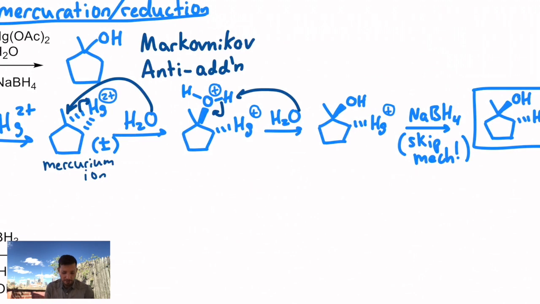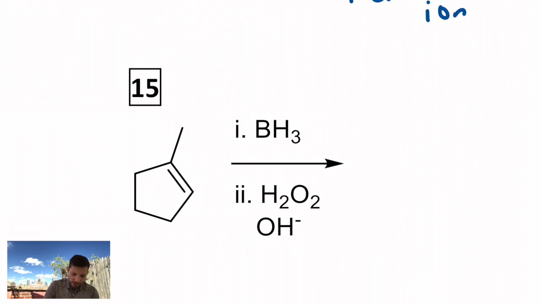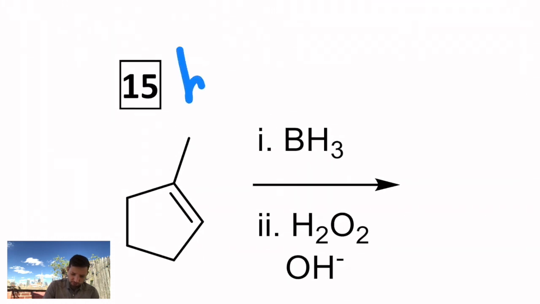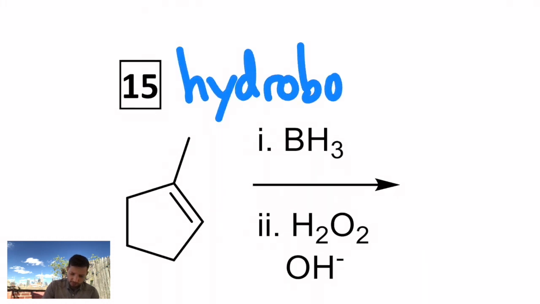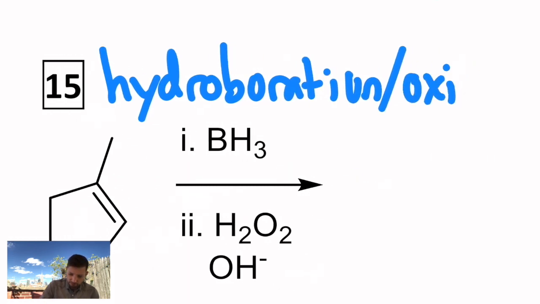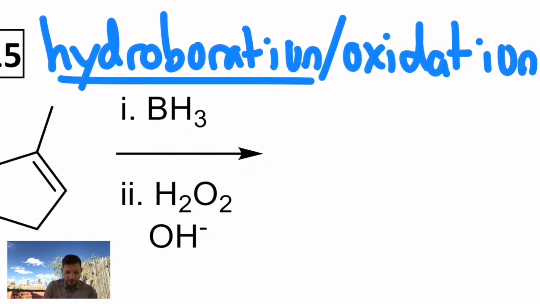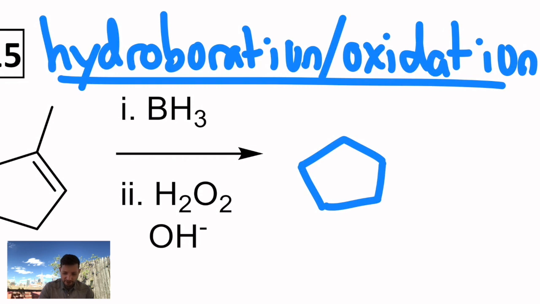Is there a way I can get a non-Markovnikov? Yes, that's the last one for alkene hydration. It's called hydroboration/oxidation. And hydroboration, if I start with methylcyclopentene, gives me the other constitutional isomer, where instead of having an OH on the more substituted carbon, it ends up on the less substituted carbon. We get the non-Markovnikov.